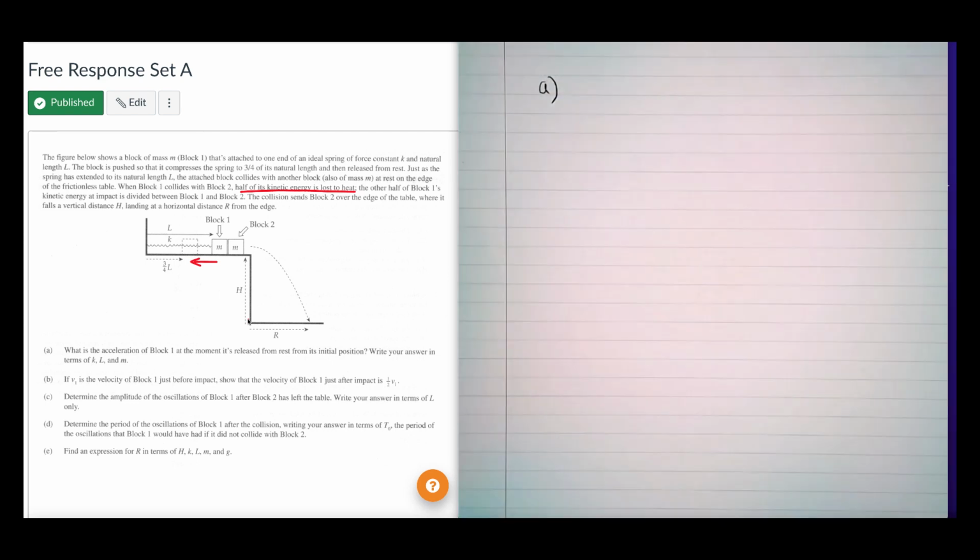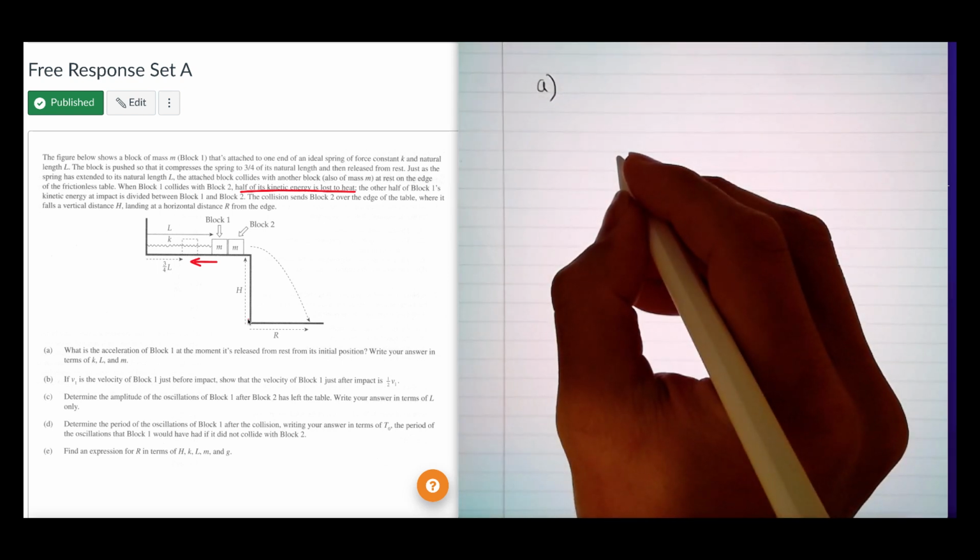Well, let's answer the first question. Part A is asking us what is the acceleration of block 1 at the moment it's released from rest from its initial position. Write your answer in terms of K, L, and M.